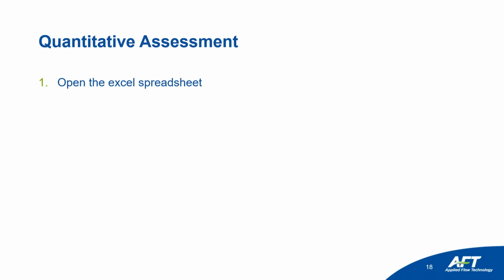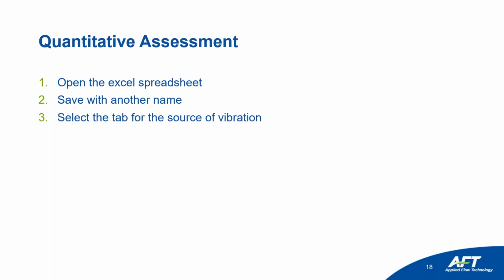We open the Excel spreadsheet, save it with another name because we want to keep the original safe from any change or corruption that it might suffer. We select the tab of the source of vibration. In this case, we'll be selecting the AIV tab. We prepared the Excel spreadsheet, and I'll explain what I mean by that.